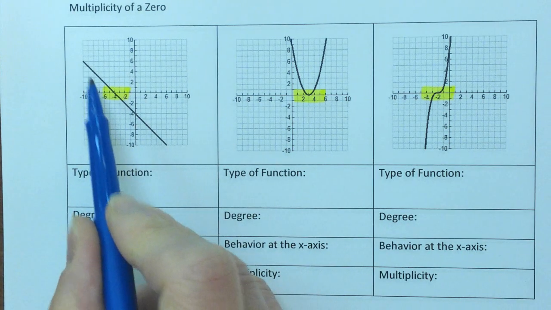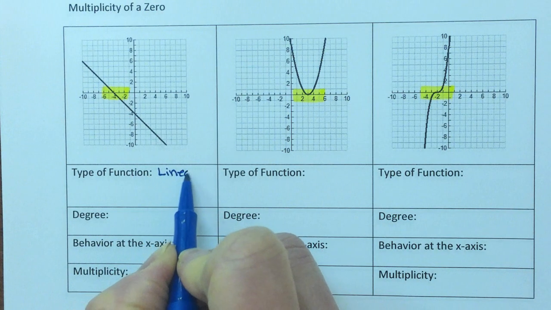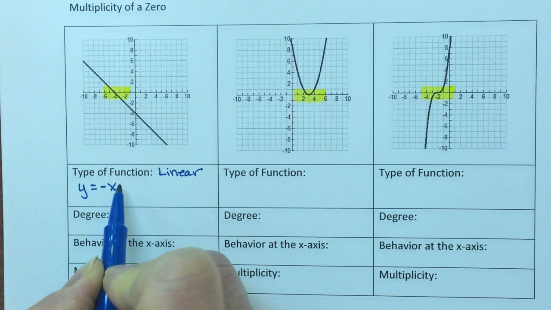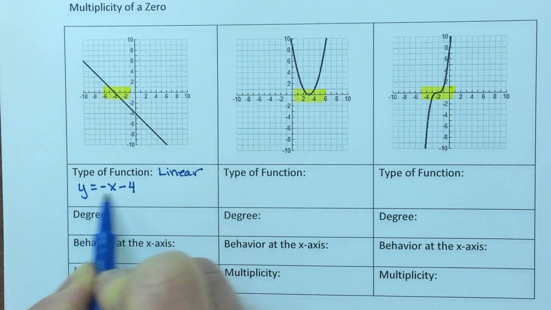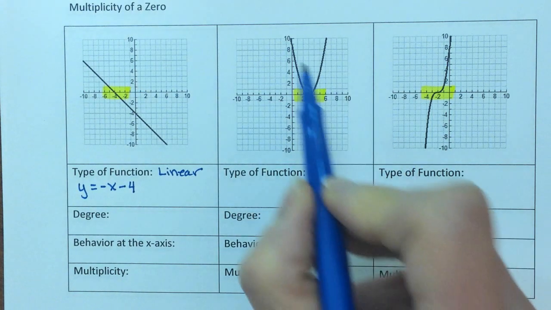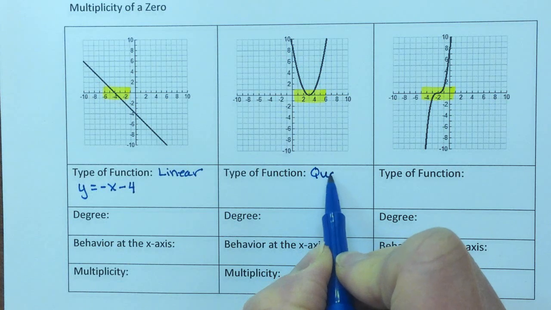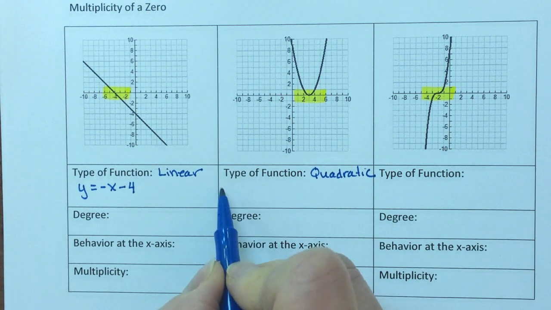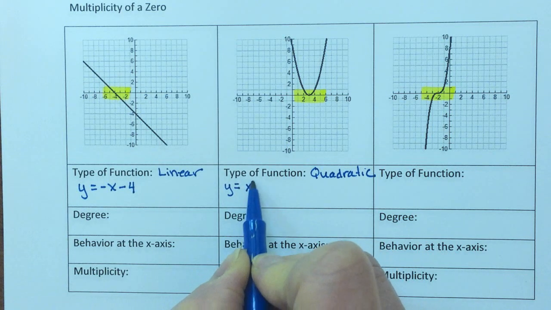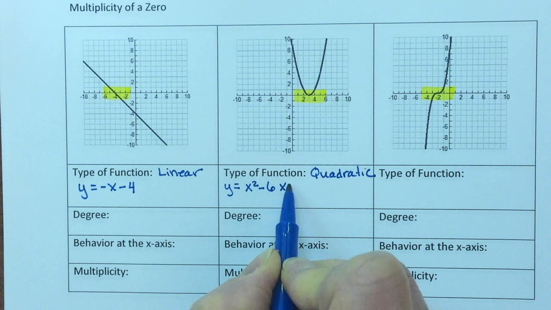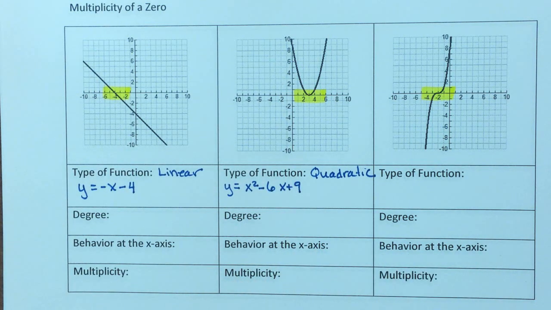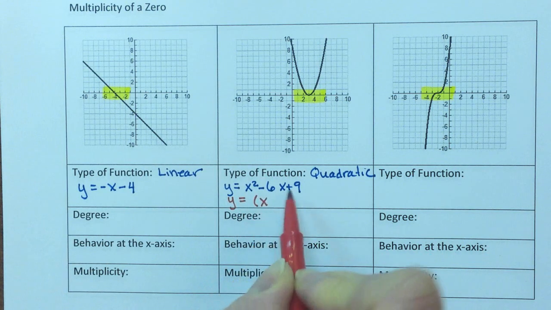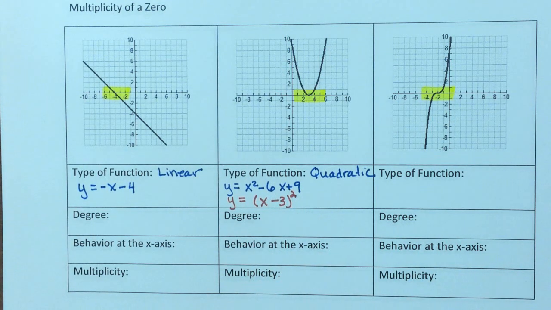have here. This function is linear, and the actual equation is y is equal to negative x minus 4. So if I were to graph that, it would graph like this. This type of function that gives me a parabola is a quadratic, and the actual equation is y is equal to x squared minus 6x plus 9. But I'm also going to write this in vertex form, or factored form, which is y is equal to x minus 3 squared. And there's a reason why I'm writing it like that.